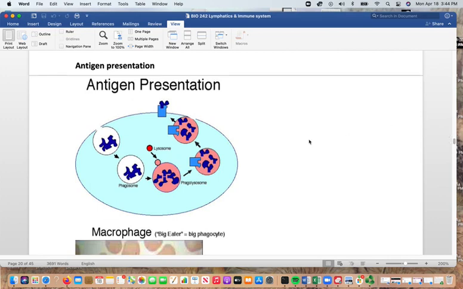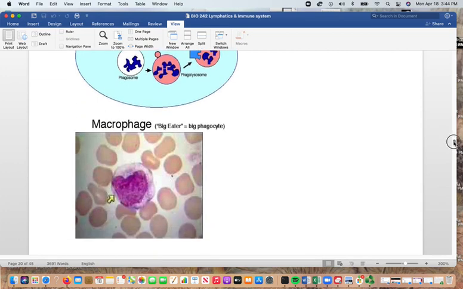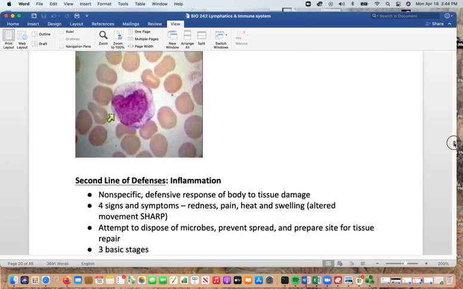Here's another diagram showing antigen presentation. So you can have the microbe taken in, it gets digested in the phagolysosome, and then part of it is going to be displayed on the surface as a cell is able to now signal additional immune cells. This is an example of a macrophage here. So it literally means big eater.